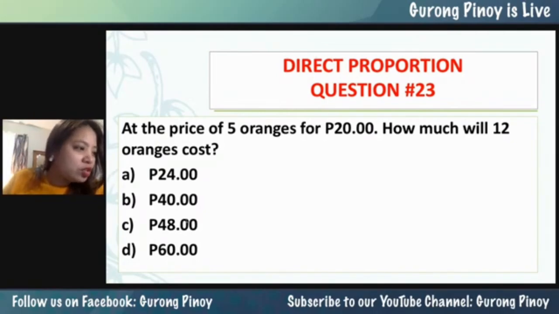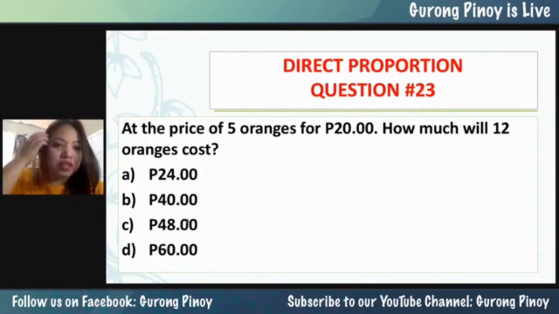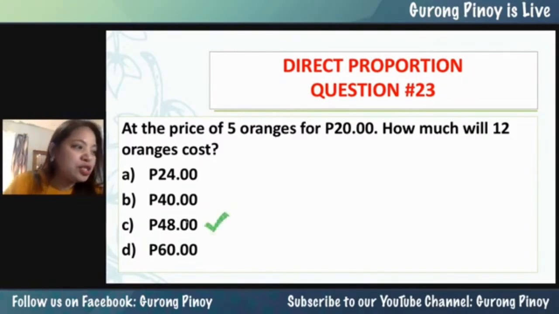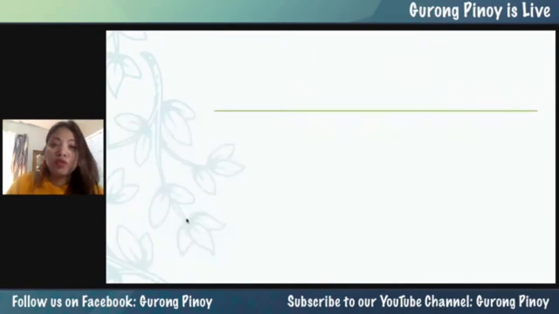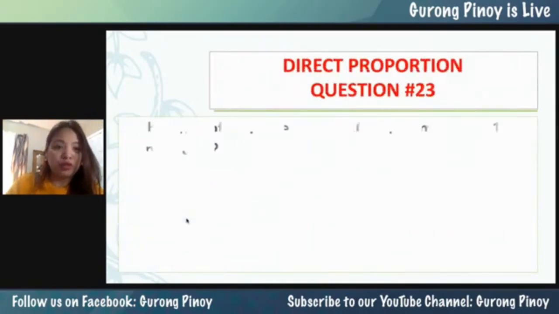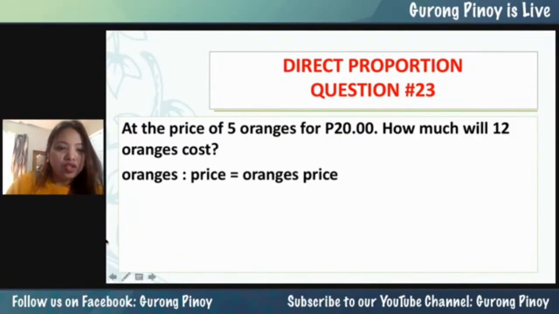Okay, tignan natin kung anong sagot dito. Direct proportion, siguro pwede na natin i-show yung sagot kasi marami-rami na yung sumagot. Okay, for this one, pero napansin ko po mga kaguro, mga iba-iba po yung sagot natin. Tingnan natin what is the correct answer for this. The answer is letter C. Okay, para po dun sa mga naguguluhan pa rin sa direct proportion, ito po yung gagawin natin. Okay, so again, kagaya po ng sabi ko, para hindi po tayo bumalik sa pagkakamali.